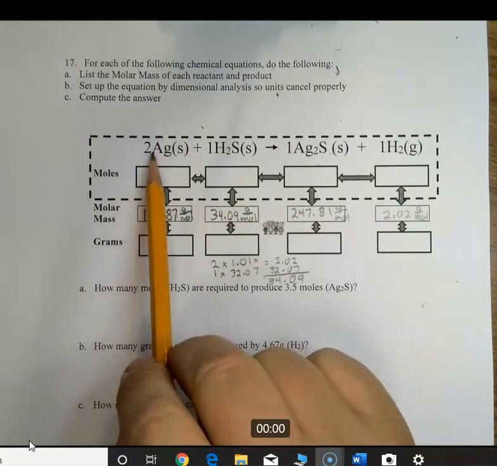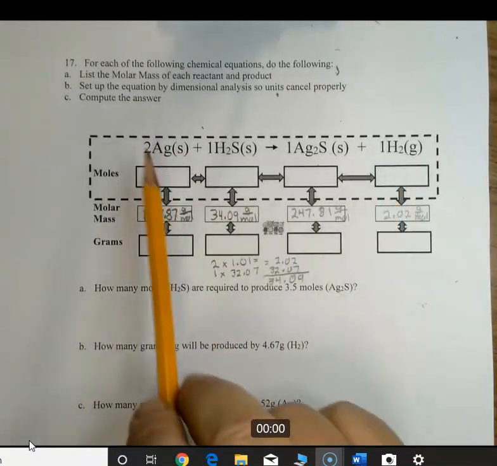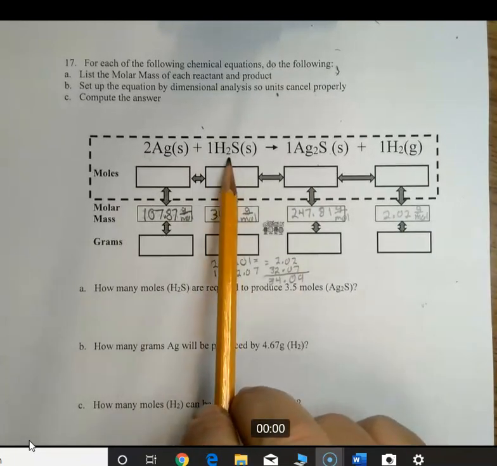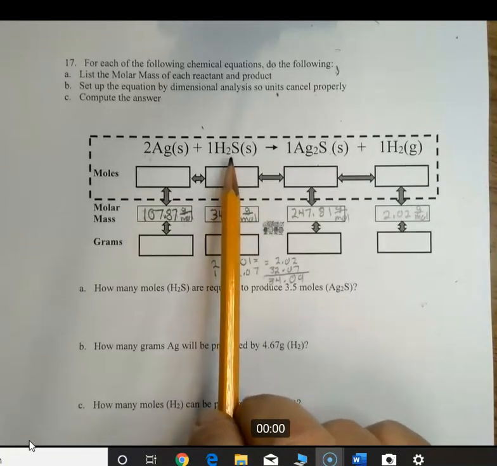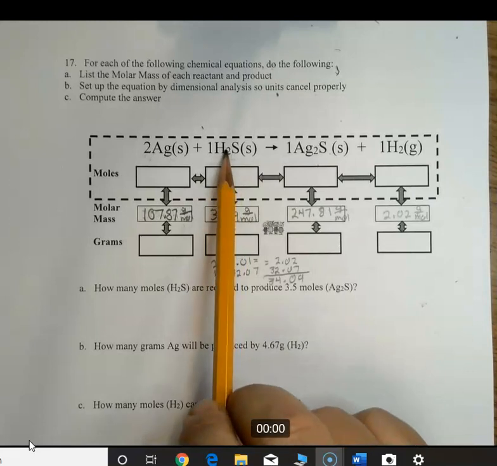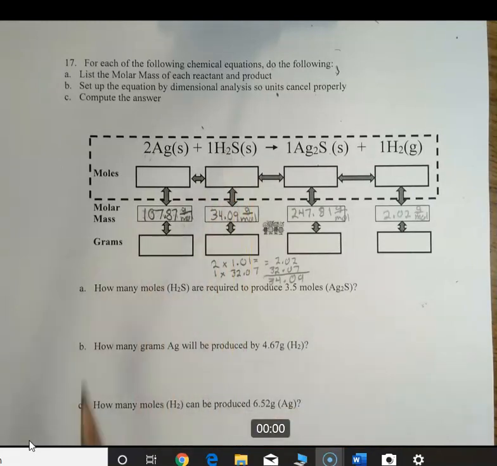Okay, the coefficients come into play when you're doing your calculations later on. The subscripts are important though. You do factor those in. So this number would include 2 hydrogen atoms and 1 sulfur atom. All right, so there's the molar masses. So now we can go ahead and compute these.